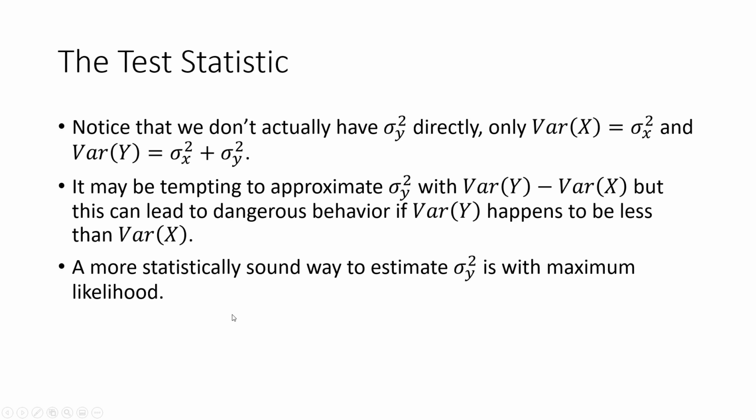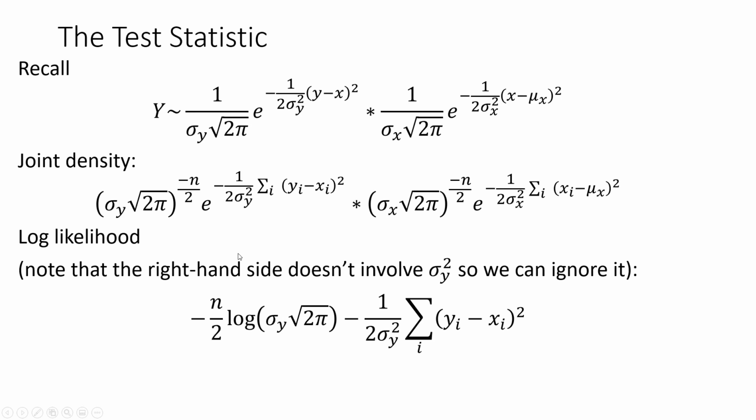And so to avoid that nonsense, a more statistically robust way to estimate sigma y squared is to just do the standard approach of maximum likelihood. So that's what we'll do next. So recall that our distribution of y is this joint distribution here, which we've seen a couple of times already.